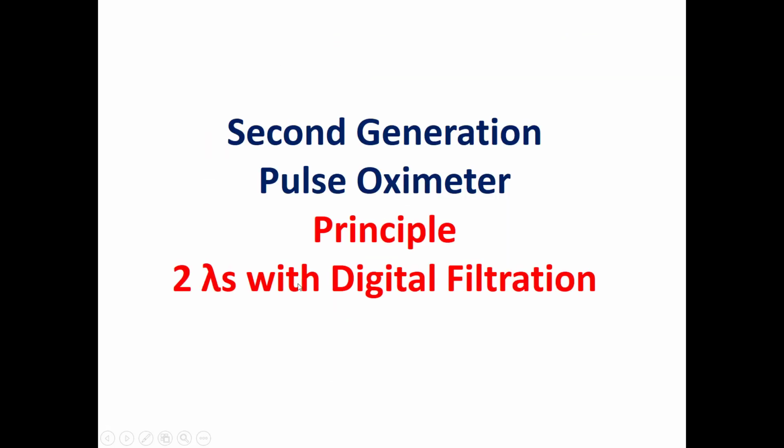Here we will now talk about the use of two wavelengths with digital filtration in the second generation. In the second generation, we'll address the problems we talked about before regarding the sources of errors. We will talk mainly about motion and how this problem will be solved. We will talk about the impact of low perfusion and how we fix it using digital filtration. As we reported, an important part in the design of the pulse oximeter is the signal processing, and this will be clarified in this part.